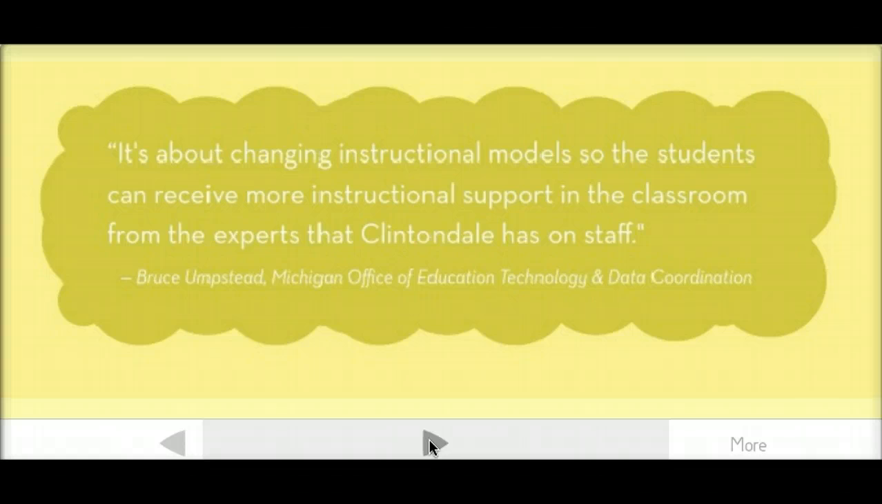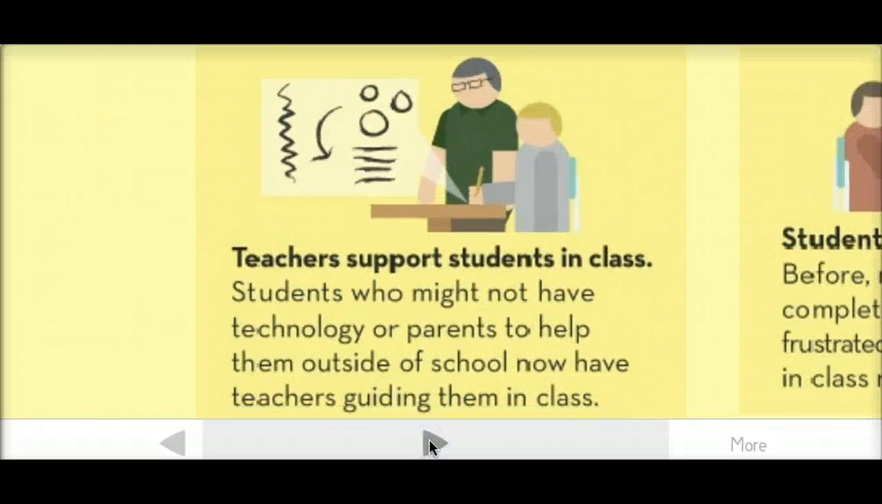This is just a quote from Brute Umstead. It's about changing instructional models so that students can receive more instructional support in the classroom from the experts that Clintondale has on staff. That was a quote from someone who was doing a flipped classroom.